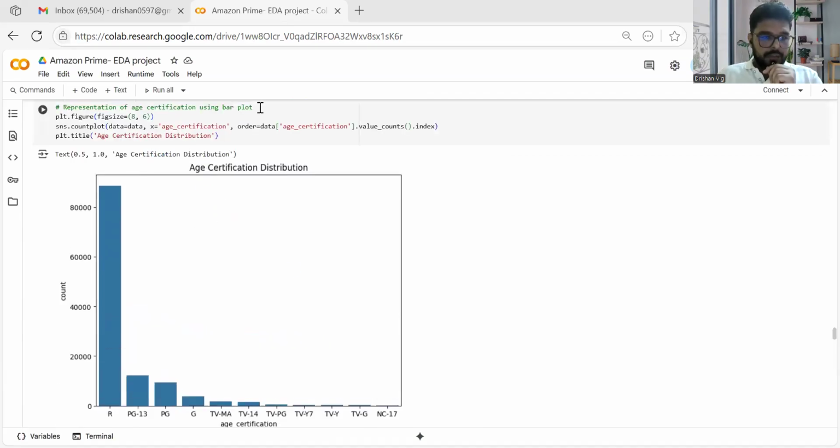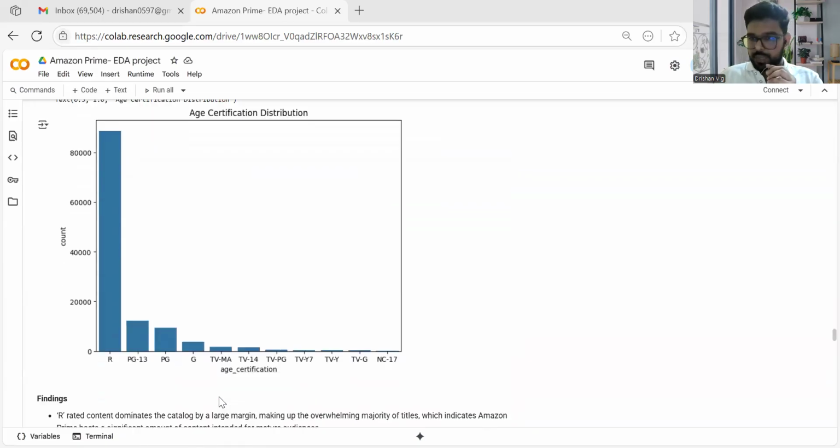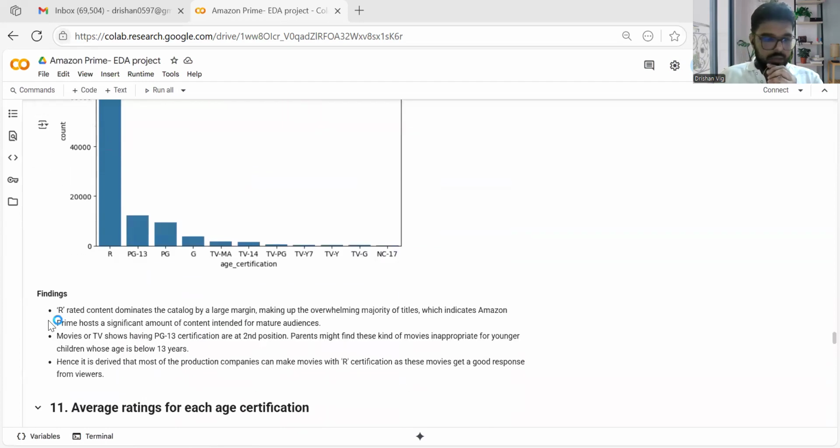So yeah, see, we can analyze this particular problem using a bar plot. Okay. So a bar plot basically represents the quantity of each category using bars. So yeah, most of the movies and TV shows have R certification, followed by PG-13, PG, G, TV-MA, right? So the leading factor is R. Okay. So movies or TV shows having PG certification are at second position. Okay. So the first position is R certification. Then comes PG-13. Then comes PG. Then comes G certification, and so forth.